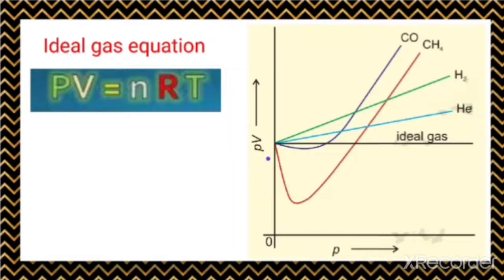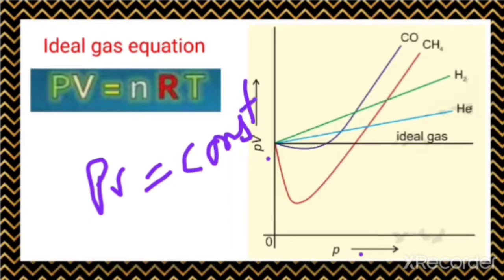that is, a PV versus P plot. As we know, at a constant temperature, PV is a constant. We have learned that law, Boyle's law. According to Boyle's law, at a constant temperature, PV is constant, that is, pressure into volume is constant.